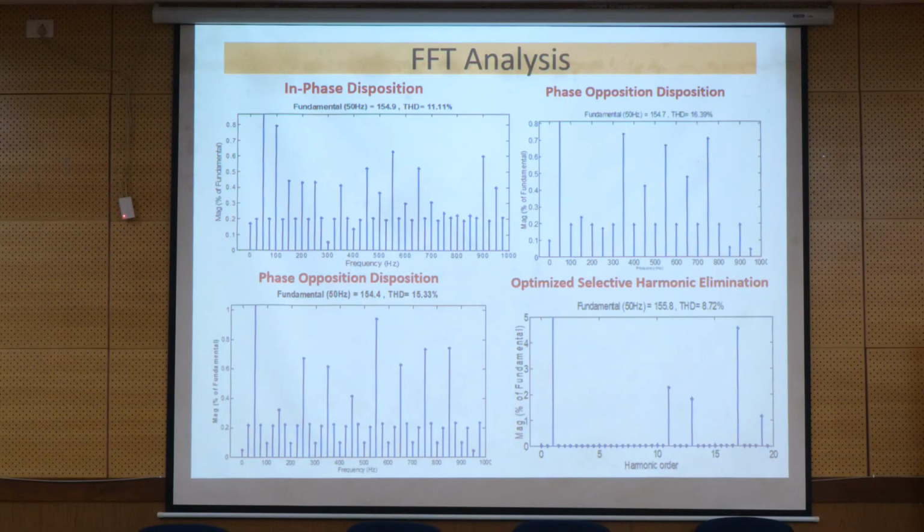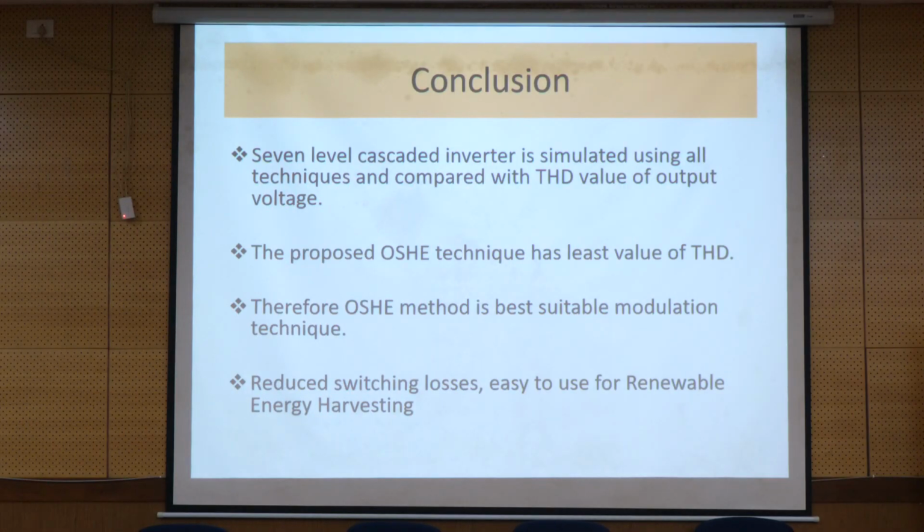Yes. So, do you have any queries regarding this? The 7-level cascaded inverter is simulated using all the techniques and compared with the THD value of the output voltage. The proposed optimized selective harmonic elimination technique has the least THD value and is the best suited modulation technique for the system, because of reduced switching losses and ease of use for renewable energy harvesting.